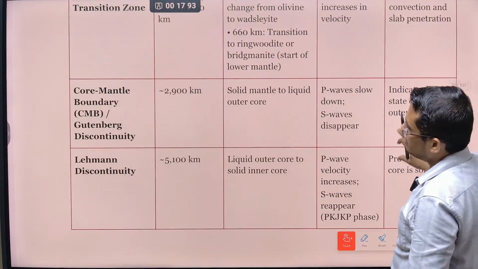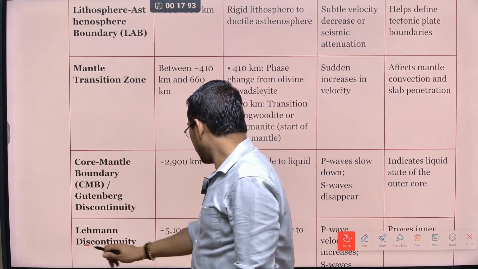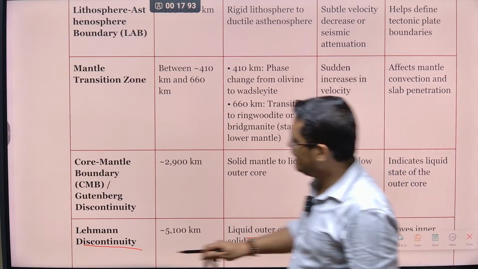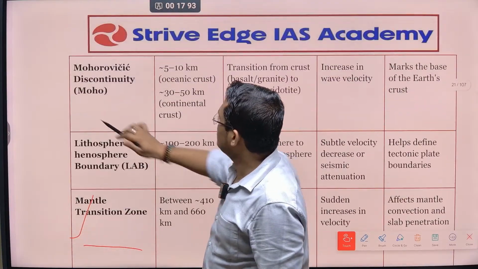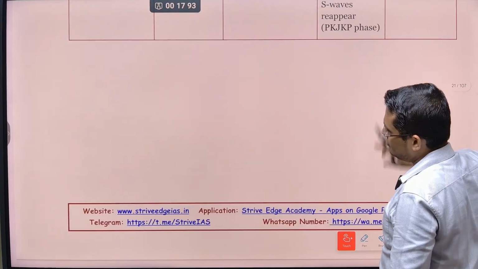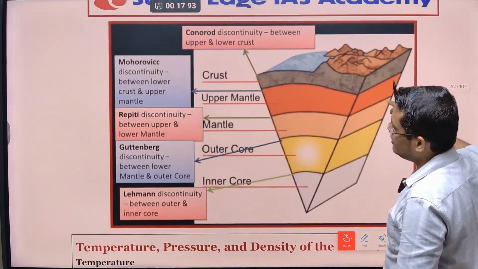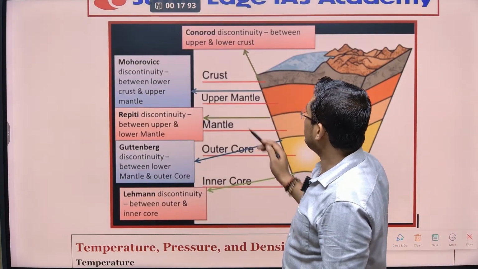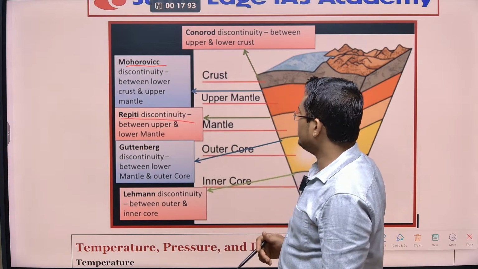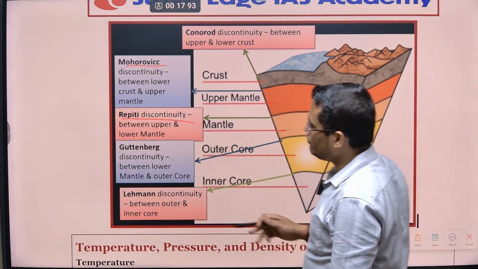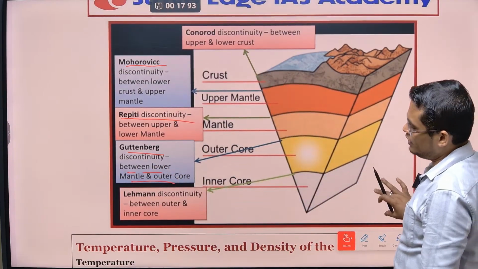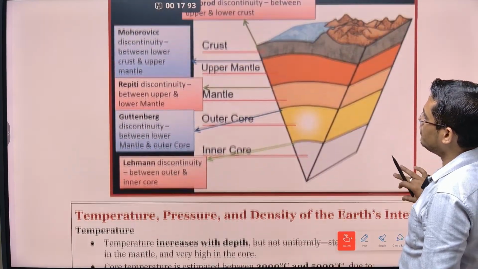So next one is Lehmann discontinuity. This lies between inner core and outer core. There are a lot of other discontinuities, so no need to know about those. Lehmann, and the first one is the Mohorovičić discontinuity, that is what you have to know, and the Gutenberg discontinuity you should know. The rest are given, you can refer. Okay, I think you can see here these are the important discontinuities. So first one is the Mohorovičić discontinuity between crust and mantle. Then Repetti, this is between upper and lower mantle. Then Gutenberg discontinuity between mantle and outer core. Lehmann discontinuity between outer and inner core. So this is more than enough to know about the discontinuities.